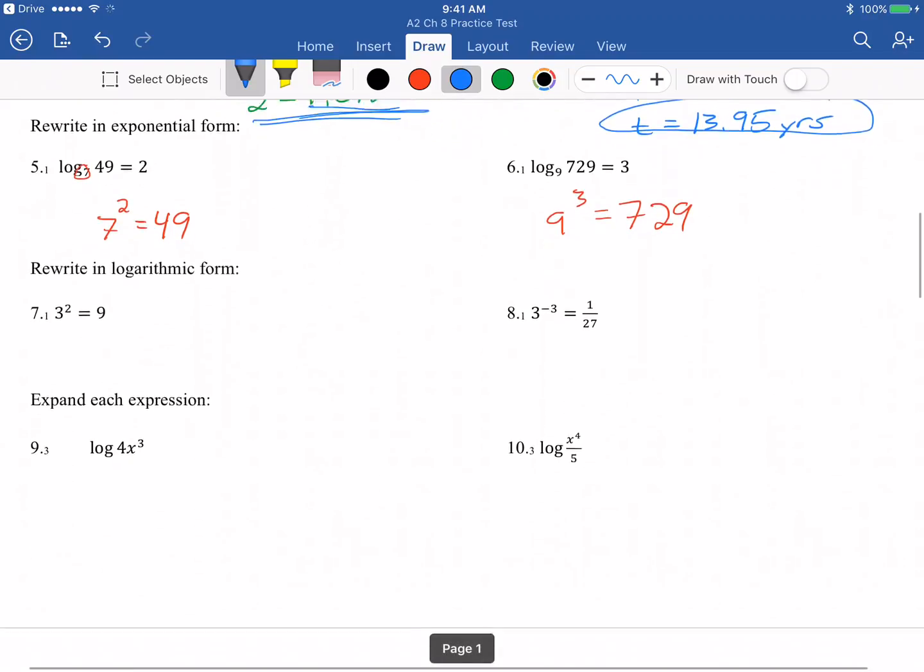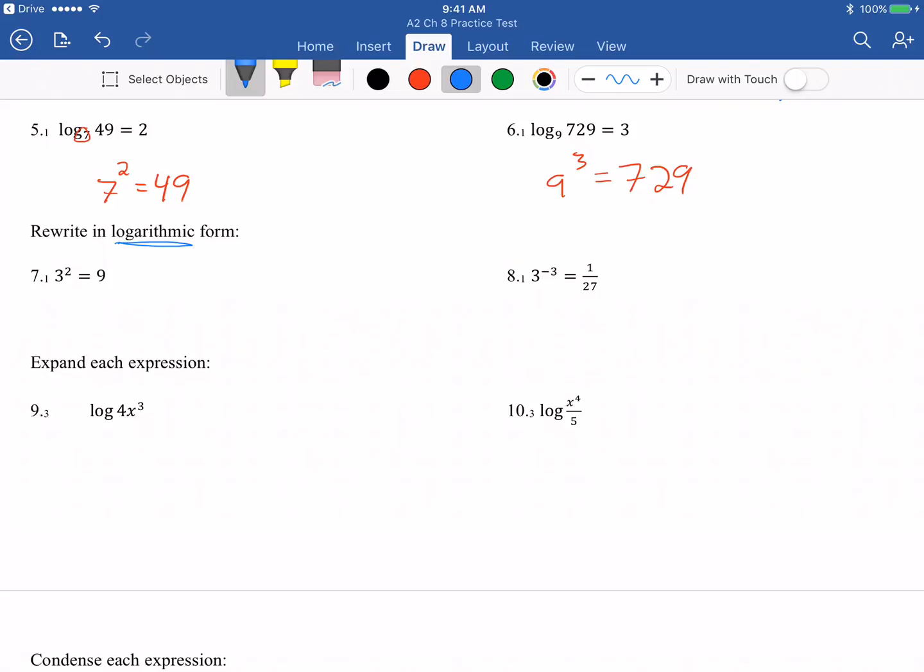All right, going on to 7, we have to write these guys in log form now. So these go back and forth the other way. So now I take log, and then that base is my base of my log. So log base 3 of 9 now equals 2. All right, so that's how you plug that guy in there. Now going on as well, we have number 8, which is going to be log base 3 of 1 over 27 equals -3.